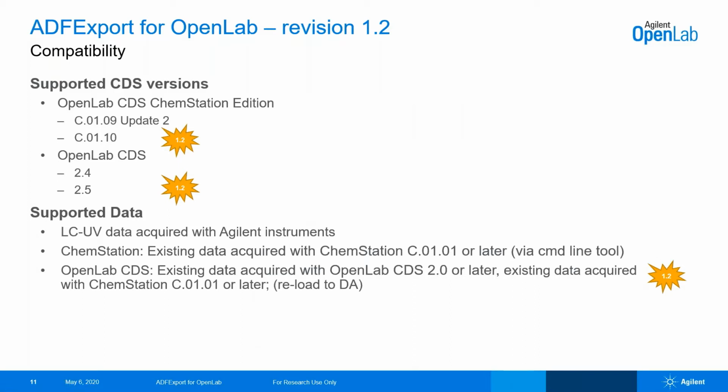Here you can see our expanded compatibility. And so we now support 2 ChemStation versions, CO109 and CO110. And for OpenLab, we support 2.4 and the new version 2.5. What I also would like to highlight, that it's possible to export legacy data. So you can export existing data acquired with ChemStation CO101 or later, or OpenLab CDS 2.0 or later.